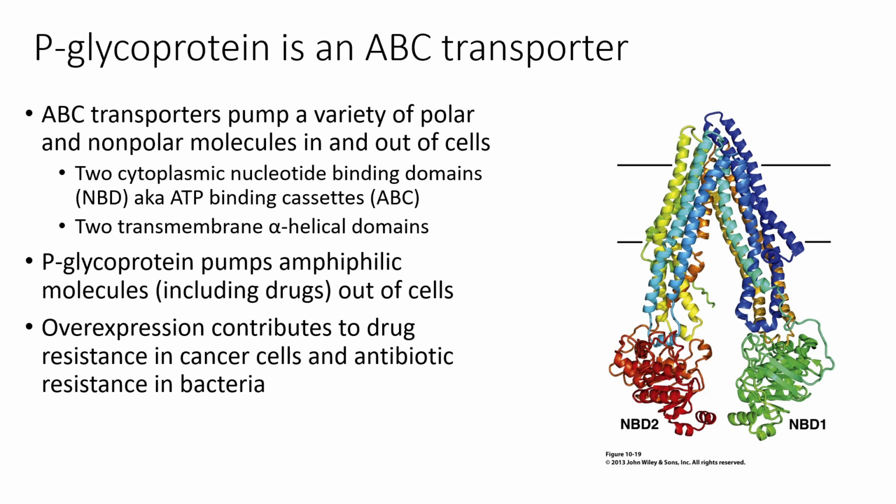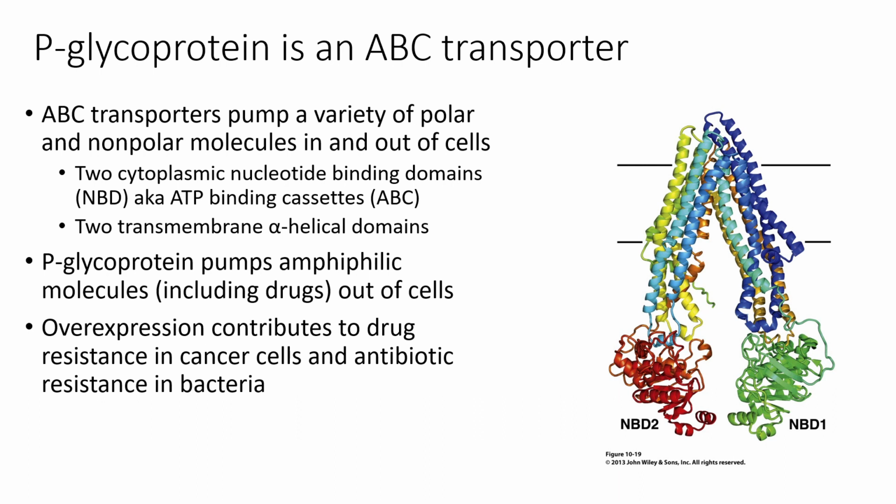So let's now move away from the sodium-potassium pump and talk about a different type of primary active transport. And we're going to consider here the P-glycoprotein, which is a type of ABC transporter. So ABC transporters, in general, as a class, are able to pump a wide variety of both polar and nonpolar molecules, both in and out of cells.